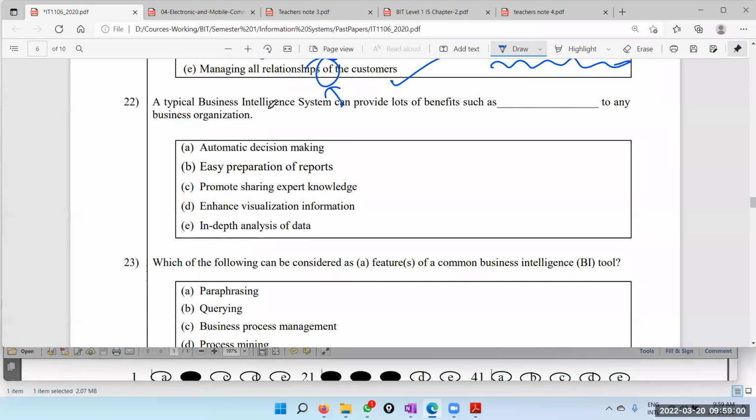A typical business intelligence systems, because we are in the very serious mindset, right? We are looking at the concept. If the examiner starts playing games like this, that is not good.